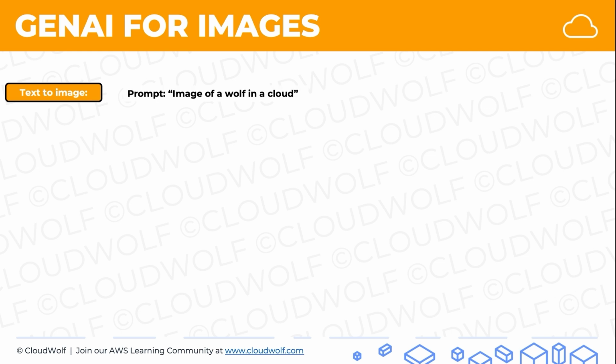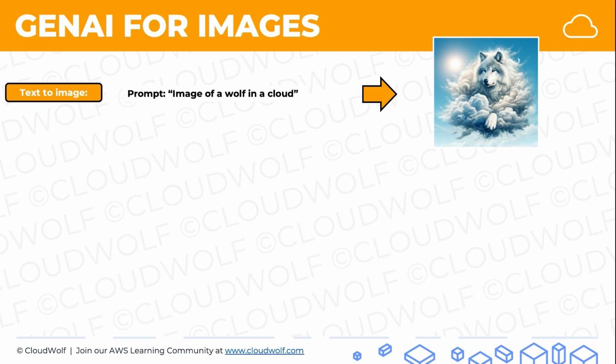Here we have a prompt, generate an image of a wolf in a cloud, and the output would look something like this, a wolf in a cloud. Next one would be image to text.